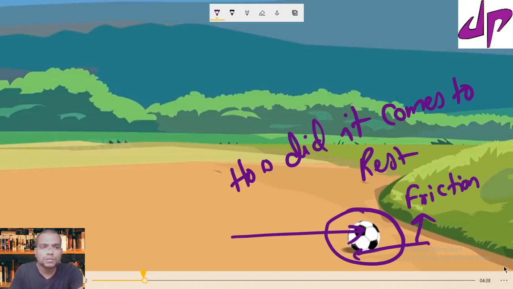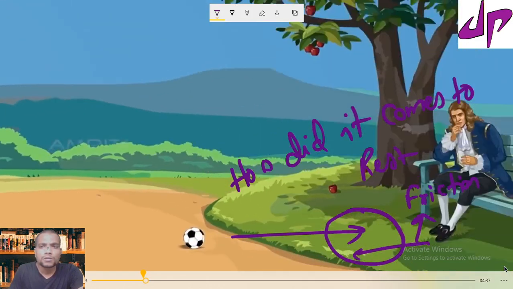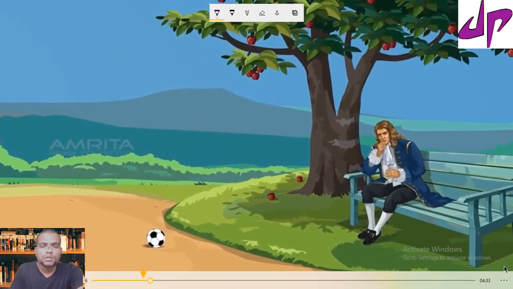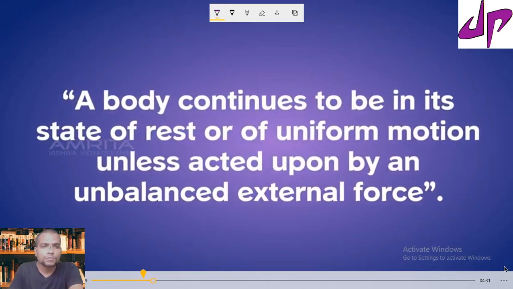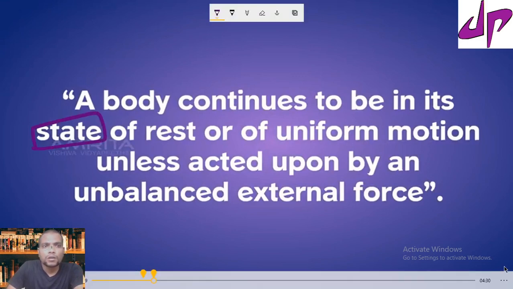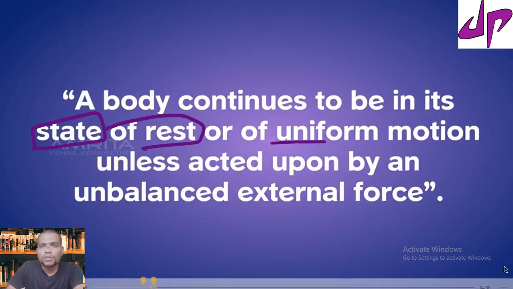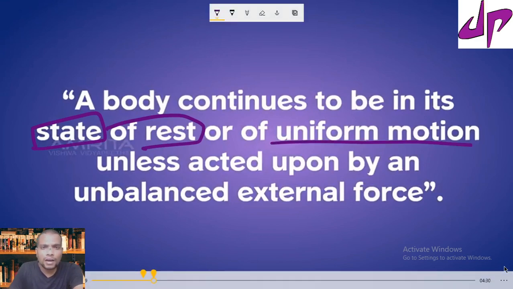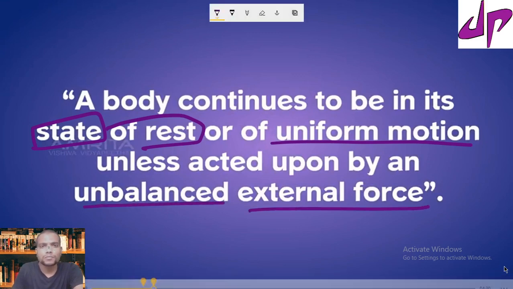Now according to Newton, Newton gave his law. So this law states that a body continues to be in the state of rest or of uniform motion, unless acted upon by an unbalanced external force.